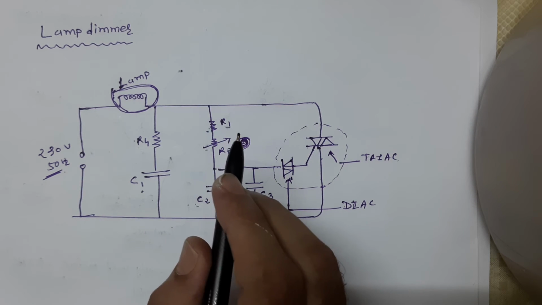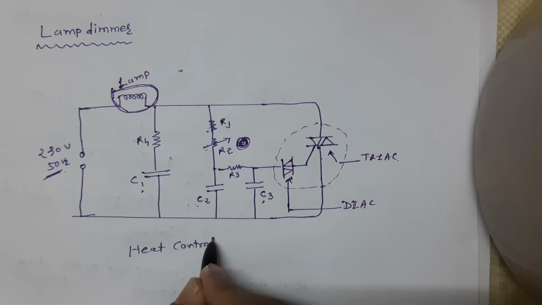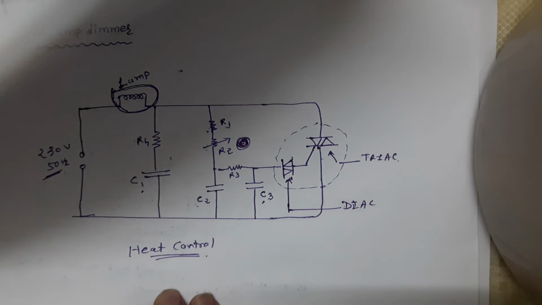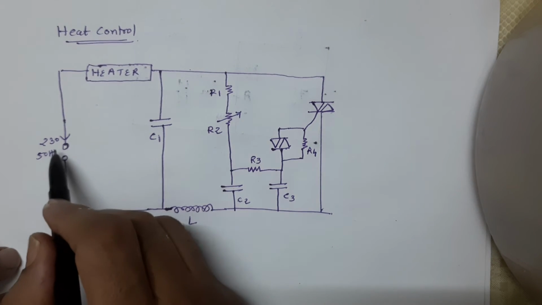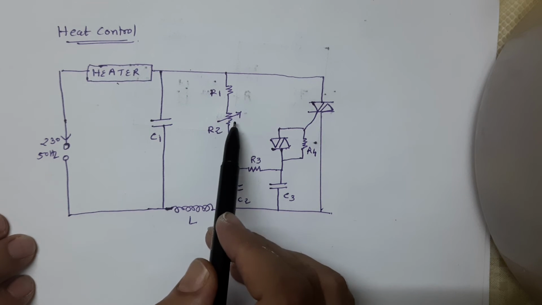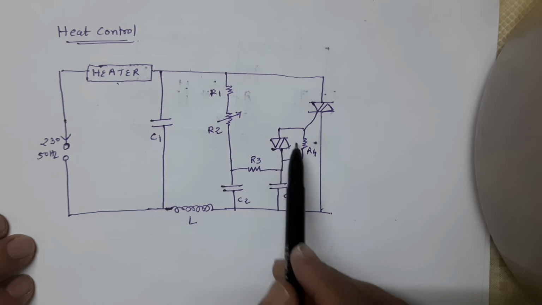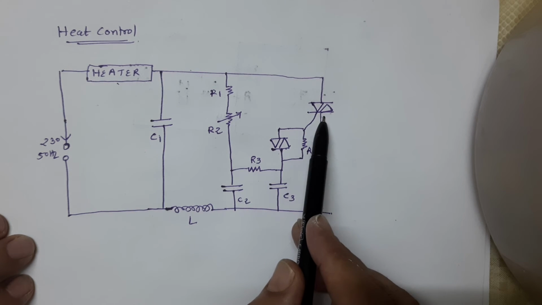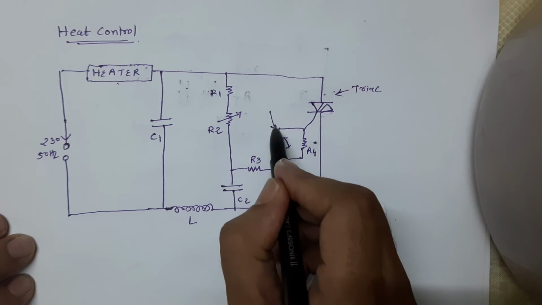The second application is heat control. The figure of the circuit looks like this. This is a 230 volt AC 50 hertz heater. This is your C1, R1, R2. R2 is a variable resistor. We can vary this. So the R1, C1, we can change the value of this. This is our diac and this is our triac.